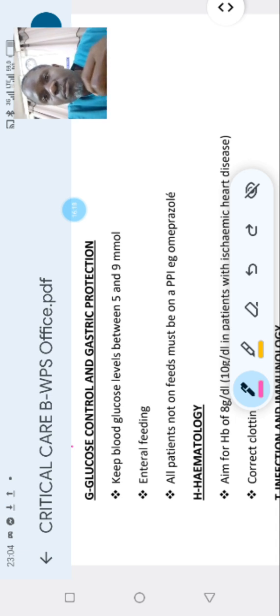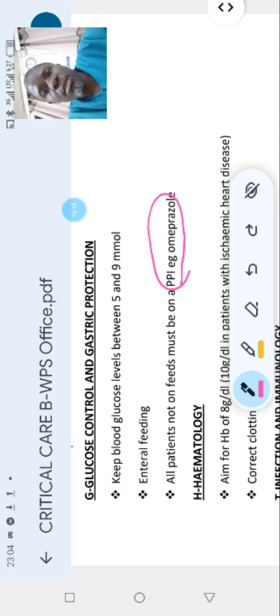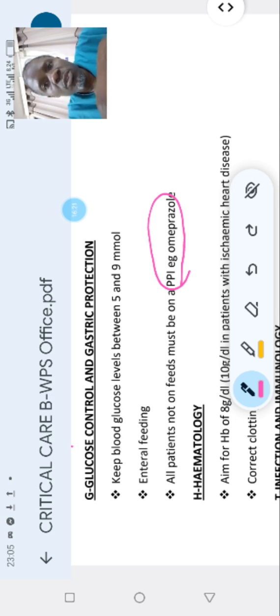So what do we do to protect the mucosa? That's why we've put PPIs here, such as omeprazole. So give the patient omeprazole. Some institutions will give rabeprazole. So give a PPI. That's how you protect the GIT, because the patient might not have eaten anything.